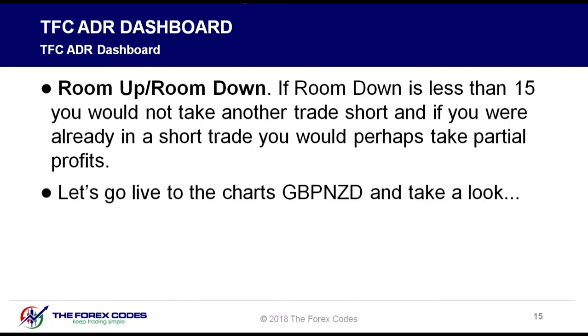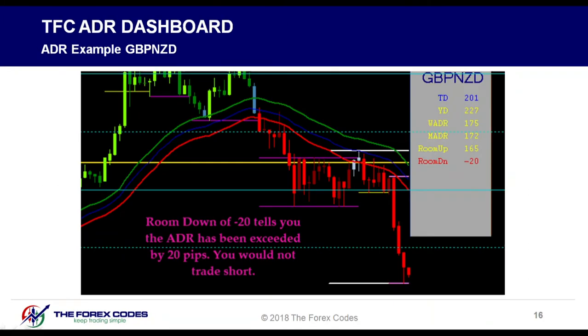Let's go live to the charts. Straight in there and look at the pound New Zealand dollar. Let's take a look. So pound New Zealand dollar, you can see that today's range is 201 pips. Yesterday was a big range as well, 227. The weekly and the average daily range is about 172, 173.